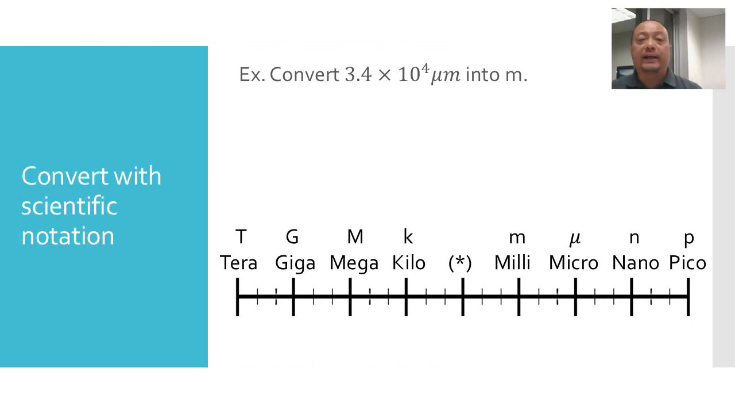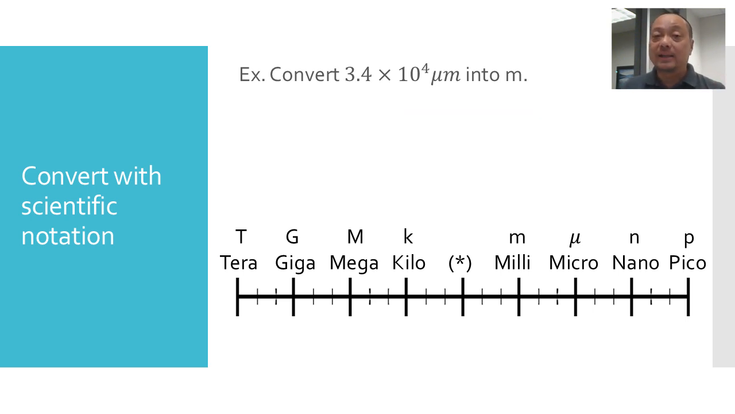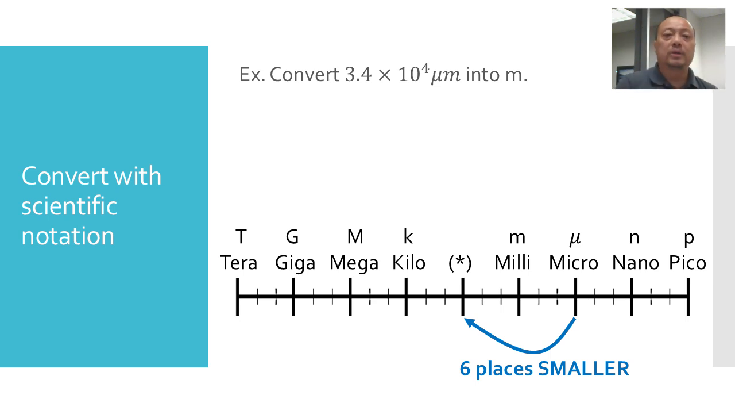Let's end with one final example. Convert 3.4 times 10 to the 4th mu m to m. By the way, mu m is a micrometer. It's also called a micron. Micron, the electronics company, is named after that. Right, we're going from the micro to the basic unit. How many places is that? Micro to milli, 3. Milli to basic, 3. Total 6. 6 places smaller. Conversion factor has a negative power. It's 1 times 10 to negative 6.